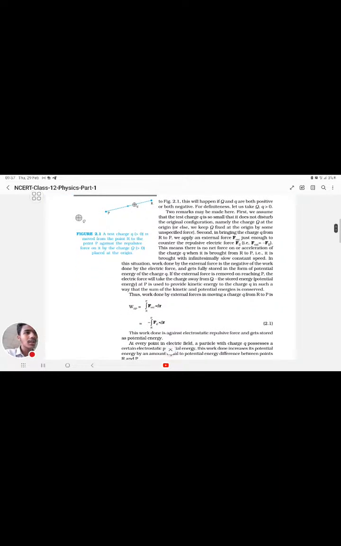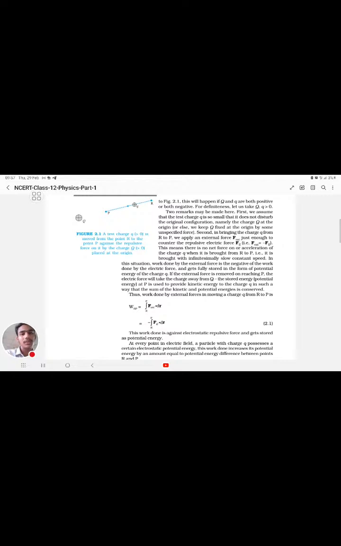So what this means is that basically there is no net force acting; the electric and external forces are all cancelling out each other. It is coming with infinitesimally small speed, which means it is barely moving with respect to time. In this situation, the work done by the external force is the negative of the work done by the electric force. That is, whatever work the electric force does, the negative of that is the work done by the external force.